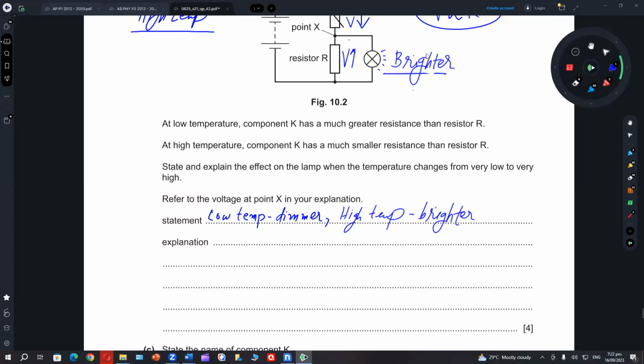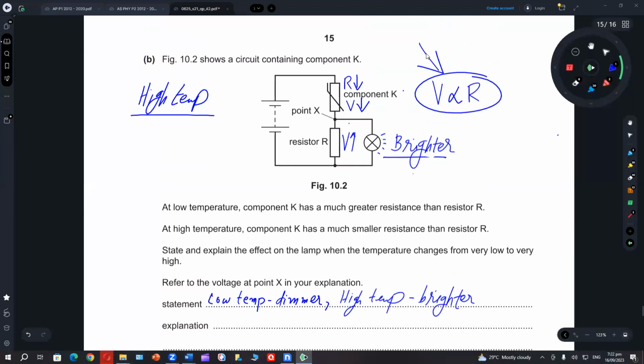In the explanation, you have to explain the whole story, which I have explained to you people. R decreases, V decreases, V across R increases, and the lamp is brighter. This is the whole story. You people have to write here in your own words.